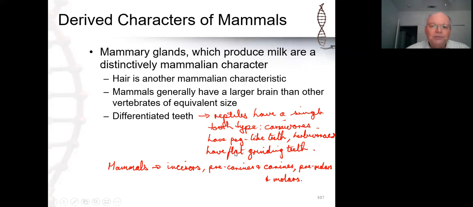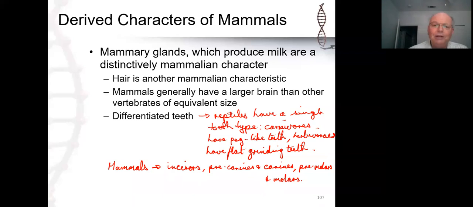And all mammals have some variation on this combination of teeth. So when you look at rodents, for instance, they have large incisors because they are herbivores and they specialize in eating grass and leaves and things like that. So they need teeth that can slice those up and then process them with molars at the back of the teeth. They don't need enlarged canines, so they have very small canines.